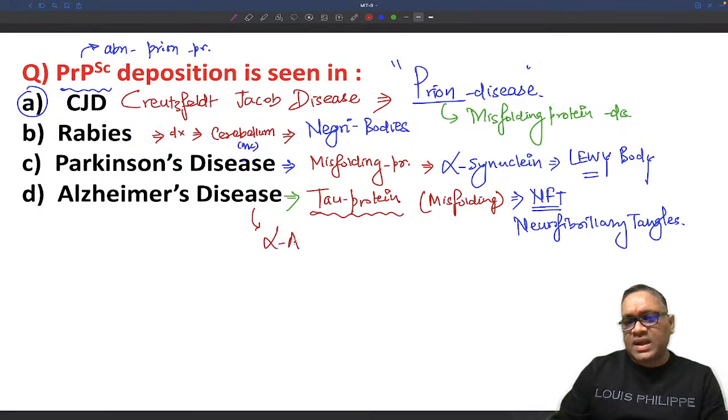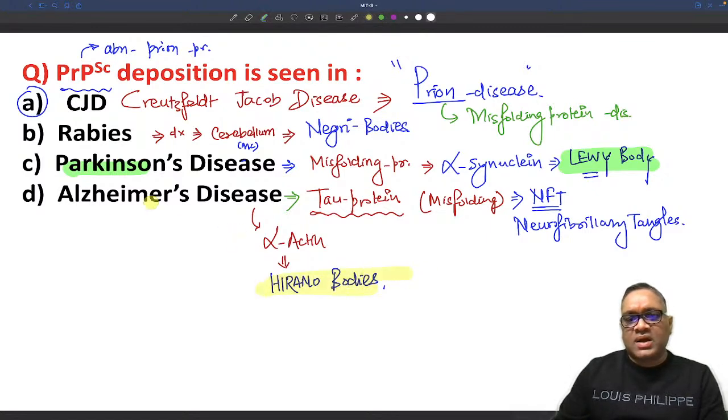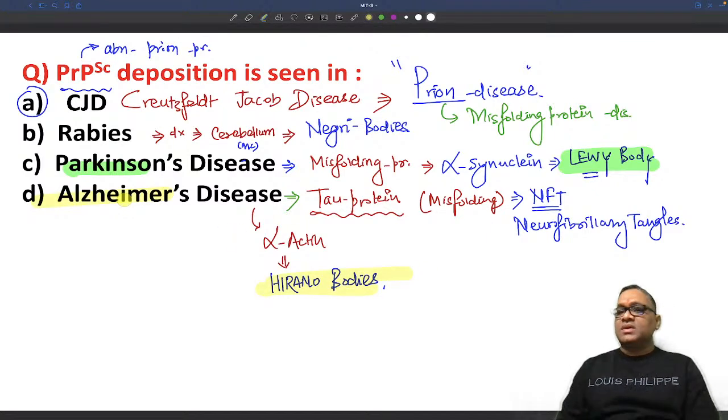Not only this one, there is also misfolding of another protein in Alzheimer disease, called alpha actinin, right? And alpha actinin misfolding forms another important named body, called Hirano bodies, right? So now you understood this point. This is a very, very important thing to understand. Lewy bodies are in Parkinson disease, and Hirano bodies are seen in Alzheimer's disease, right?